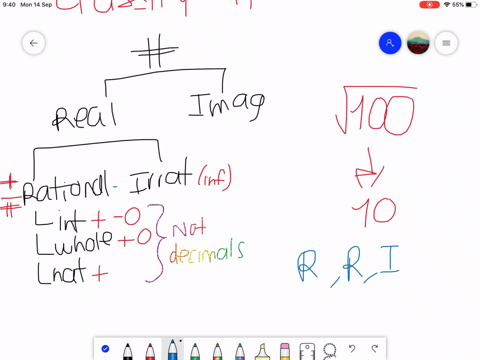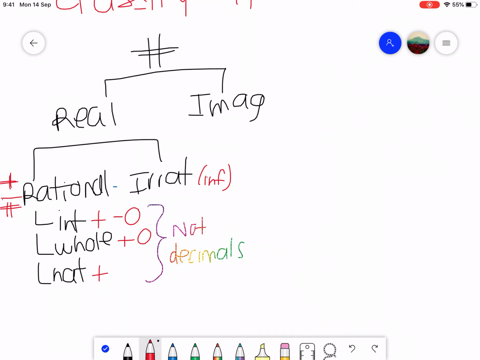Is it a whole number? Yeah, because it is positive. Is it a natural number? Yeah, because it is positive and it doesn't have decimals. So that one fits in all the categories. Very good. Now, let's do another one.